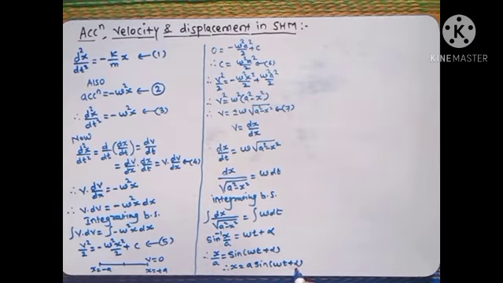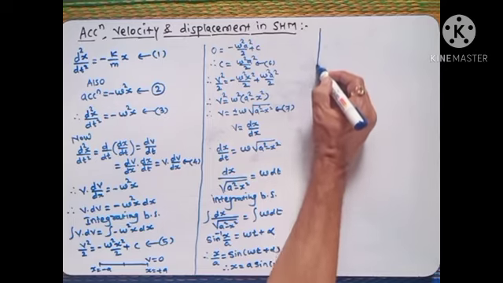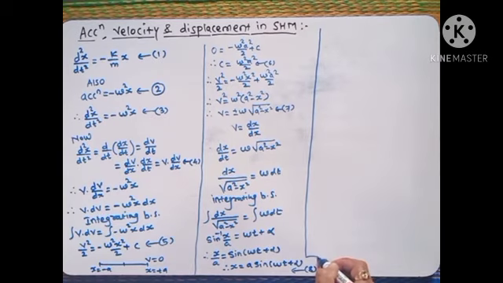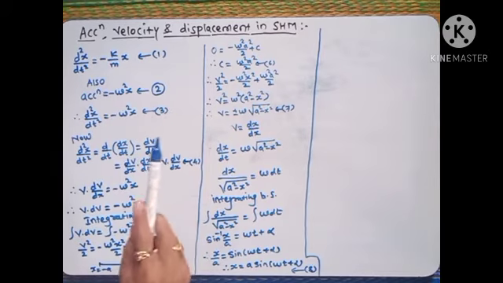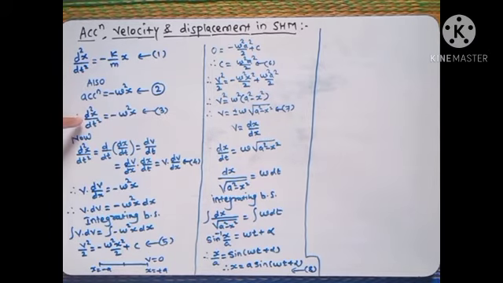Suppose this is equation number 8. That means we have obtained the displacement in equation number 8. The heading of the article is acceleration, velocity and displacement. Here we start from acceleration. Acceleration is given by minus omega square x, d2x by dt2 equal to minus omega square x.